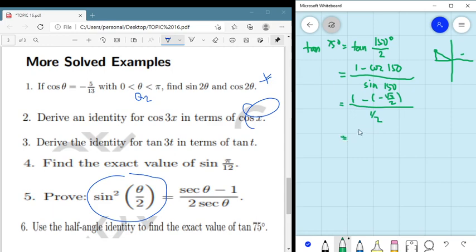And this will give us, the numerator becomes 1 plus the square root of 3 over 2, all over 1/2. So the LCD of the numerator is 2: 2 plus the square root of 3, times 2 over 1. So, the 2 cancels out. Therefore, tangent 75 is equal to 2 plus the square root of 3.